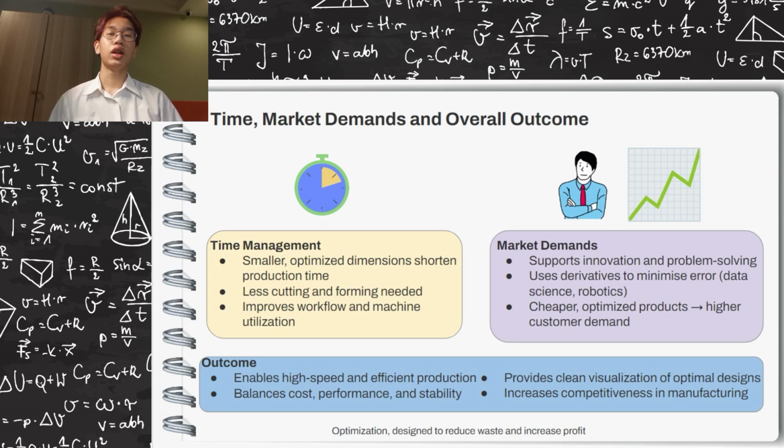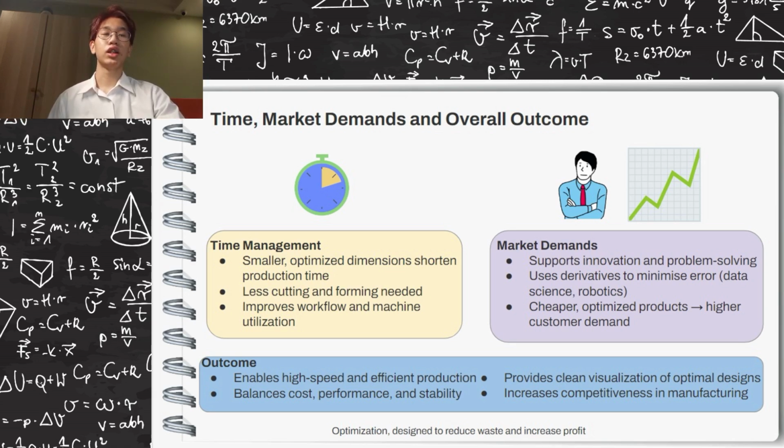Now, the other two applications of mathematical optimization include time management and market demands. In the case of time management, smaller, more optimized dimensions help to shorten production time. This is because there is less cutting and forming needed, as more optimized dimensions can be cut and formed in one go. This helps to improve workflow and machine utilization and save costs for a producer over the long run, as they need to utilize the machine less and less and over less extended periods of time.